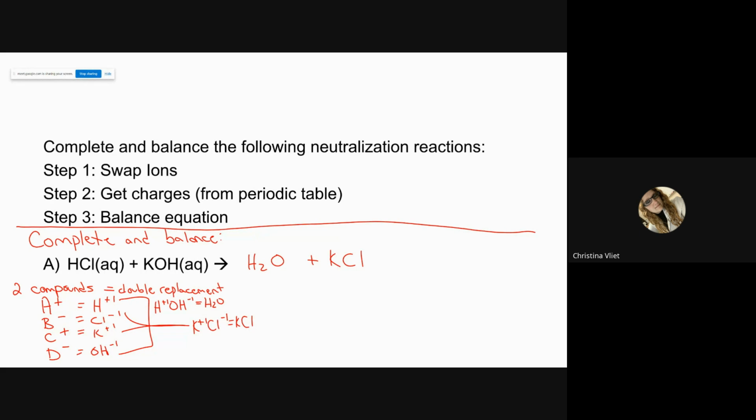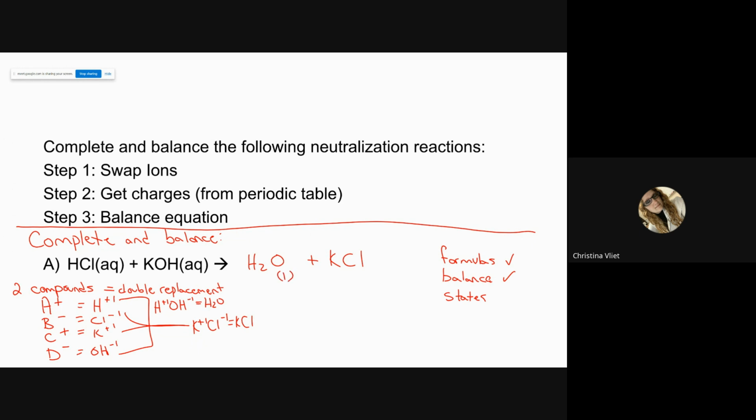What else do I have to do? It's formulas. That's done. Balance. Is that done? Is this balanced? It's not balanced. Okay. There are two hydrogens. Anything else? Keep it short. It's balanced. And then what's the last part? H2O is water, which is a liquid, so we write L.